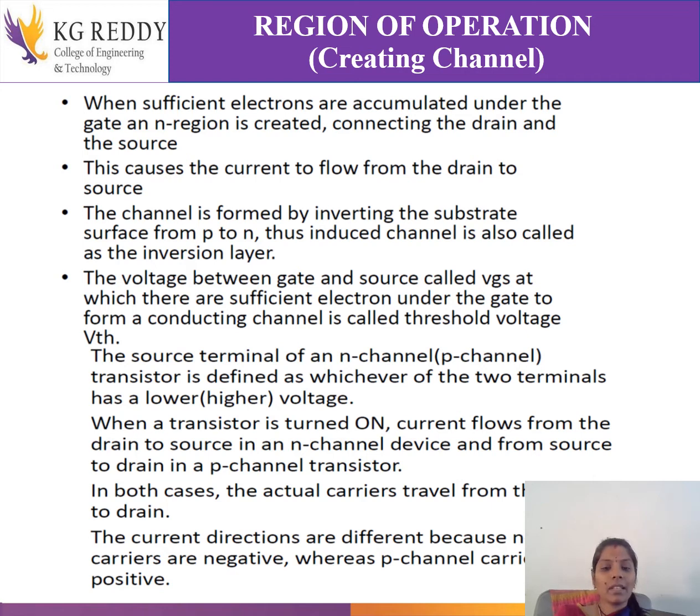Okay, when a transistor is turned on, current flows from the drain to source, right? Because the electrons are moving from source to drain, the current will flow from drain to source in an N channel device, and from source to drain in the P channel transistor. Here we are differentiating how the current flows in both the N channel as well as the P channel. In both cases the actual carriers travel from source to drain. The current directions are different because for the N channel it is one way, and for the P channel it is different. Okay, how this is happening we'll look.